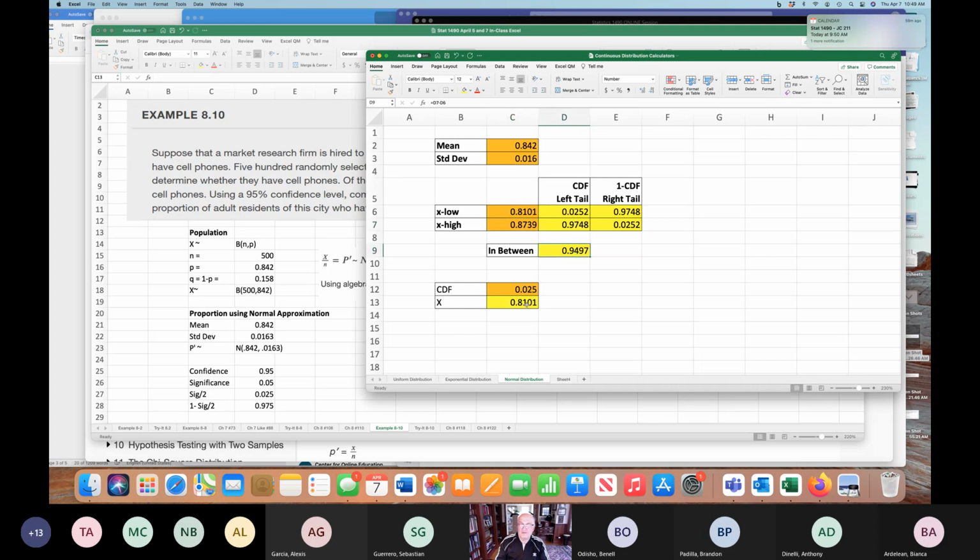So close enough is close enough. My confidence interval would be 0.81 to 0.87, 95% confidence interval. That's how you do it.